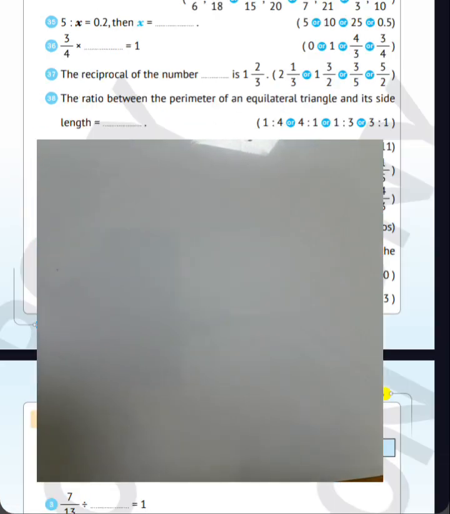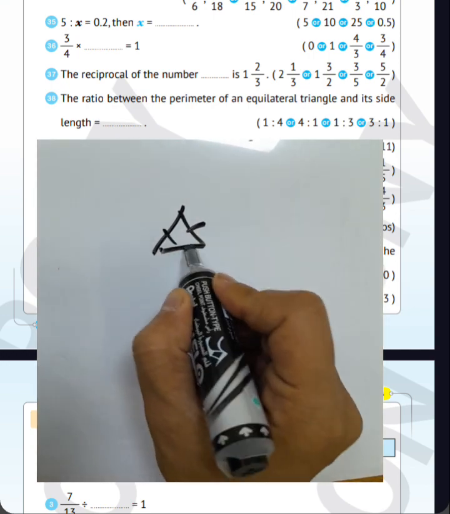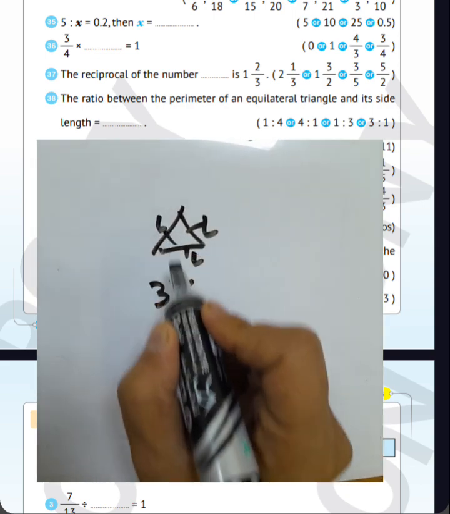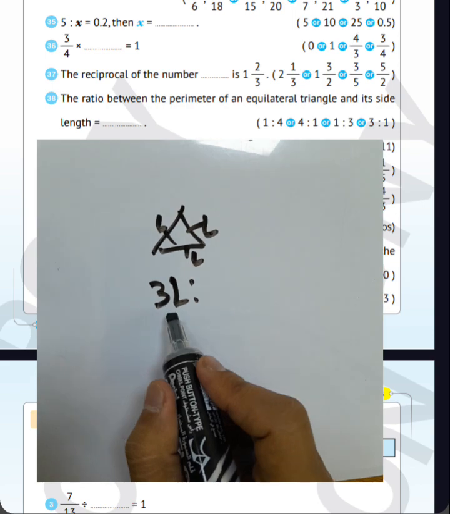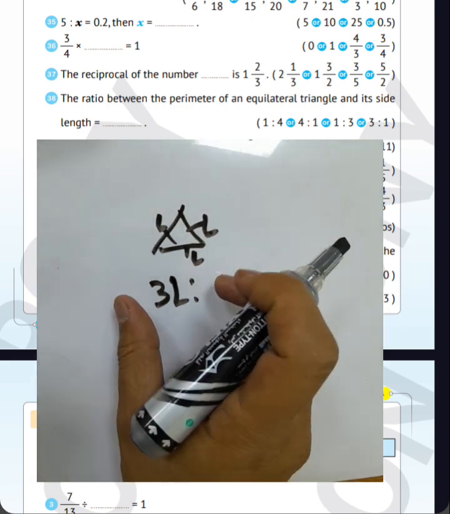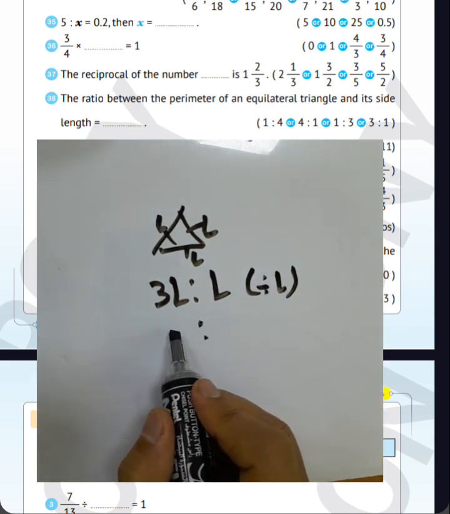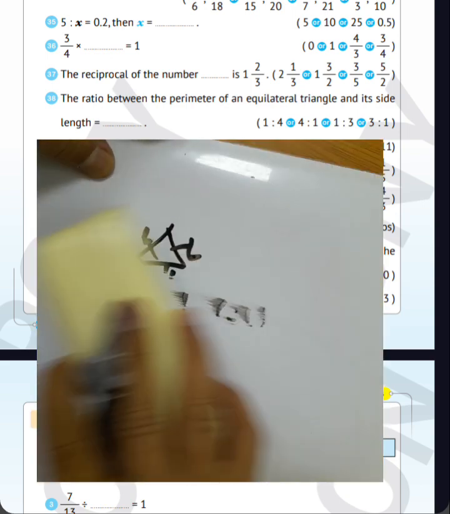Next question. Question 38, the ratio between the perimeter of an equilateral triangle and its side length. We have 3 sides. If the side length is L, then the perimeter is L plus L plus L equals 3L. We want to find the ratio between the perimeter and its side length. We can divide by L. The result will be 3 to 1. The ratio is 3 to 1.